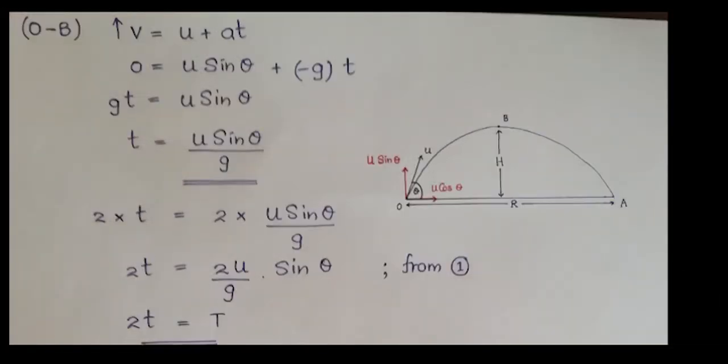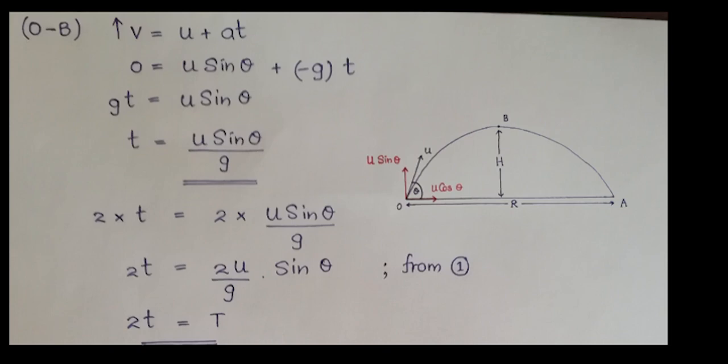Then I am going to find the time taken for this object to reach its maximum height. For that, I apply v equals u plus at vertically upwards from O to B. Again, the final velocity is 0 at point B. The initial velocity vertically upwards is u sin theta. Gravitational acceleration is minus g into small t. The time taken for the object to reach maximum height is small t. Then we get small t as u sin theta over g.